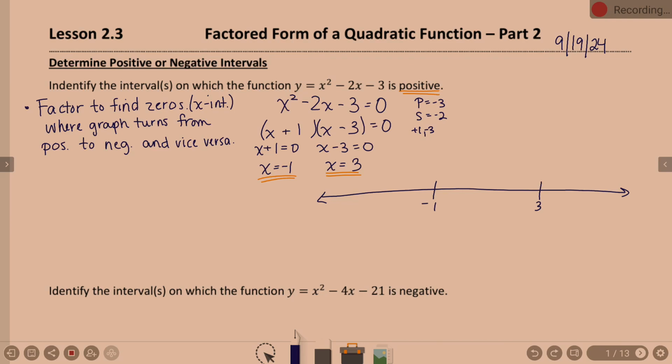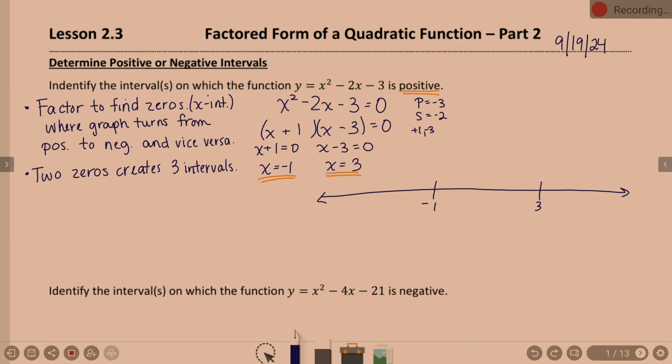Now, we had 2 zeros. How many intervals did I end up with? Two zeros created how many spaces? 3, I hope? There's a space to the left of negative 1, a space in between negative 1 and 3, and then a space to the right of 3.